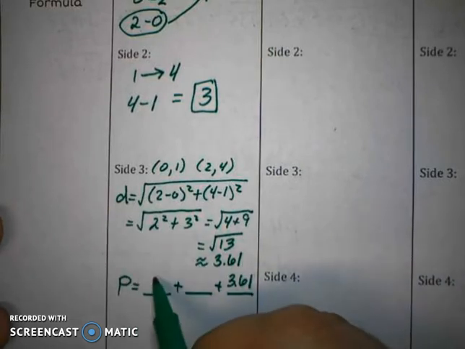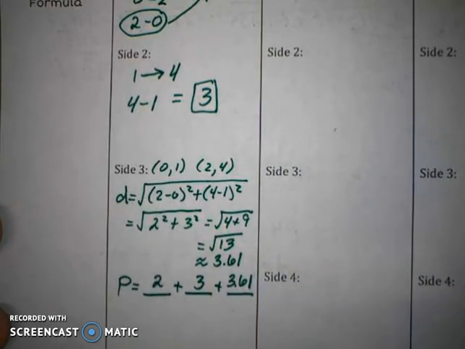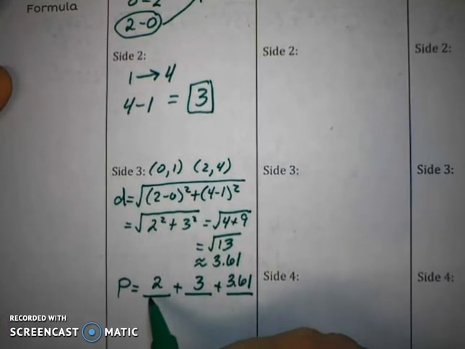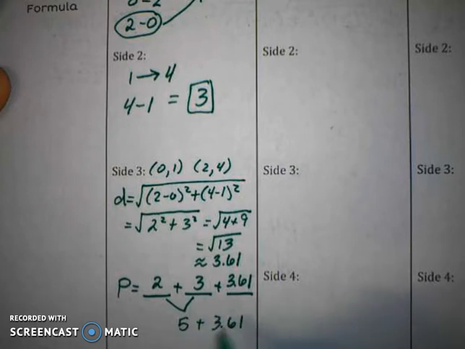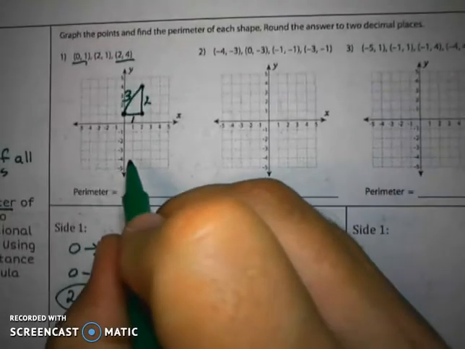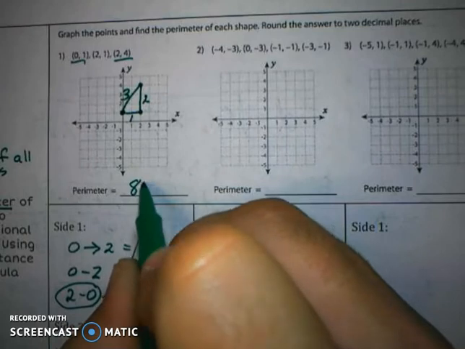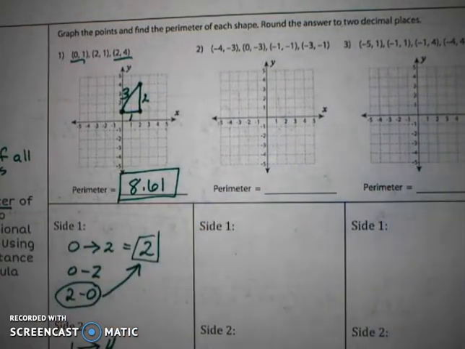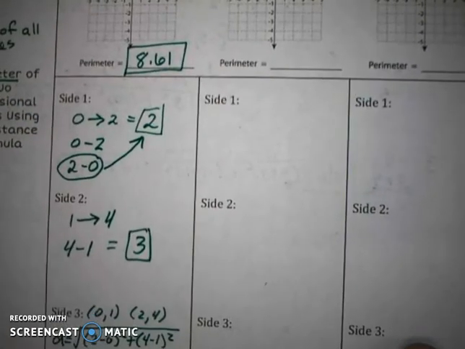The other 2 sides are 2 and 3. And so all I have to do is add those together and I get my perimeter. So 2 plus 3 is 5. And then 5 plus 3.61 is 8.61. So the perimeter of this triangle is about 8.61 units. So we found the separate sides, and we added our results.